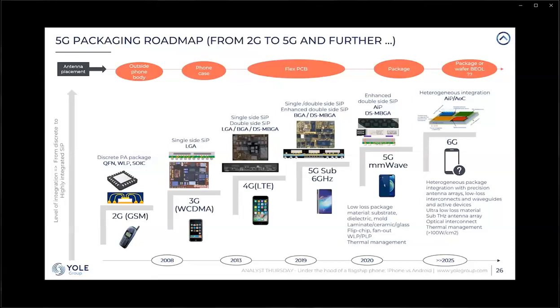Then going forward with 5G, there is a big trend for antenna in package. And also there are huge developments in terms of new low loss materials, in terms of EMI shielding. And as we move to 6G, heterogeneous integration will be a huge trend. So we believe that the trend will be to package more and more dies inside the same system. And of course, enhancements in terms of thermal management, new materials, and also optical interconnection will take place.